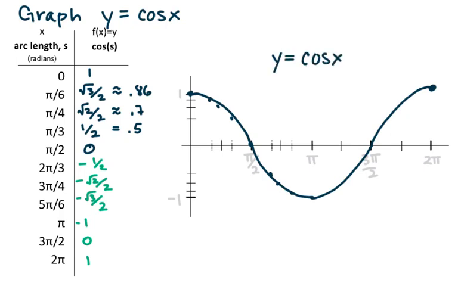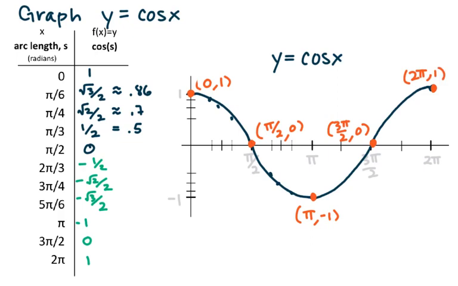Again, we have 5 key points. So we've got (0, 1), (pi/2, 0), (pi, -1), (3 pi/2, 0), and (2 pi, 1).